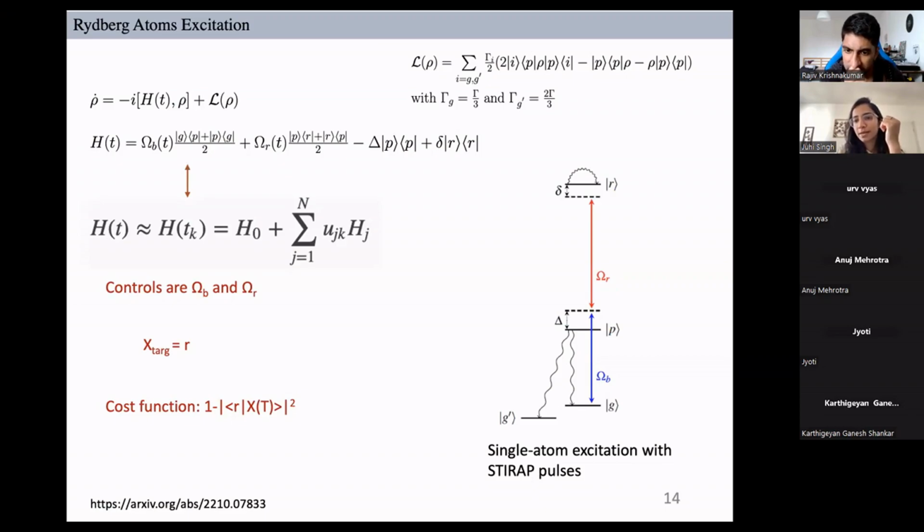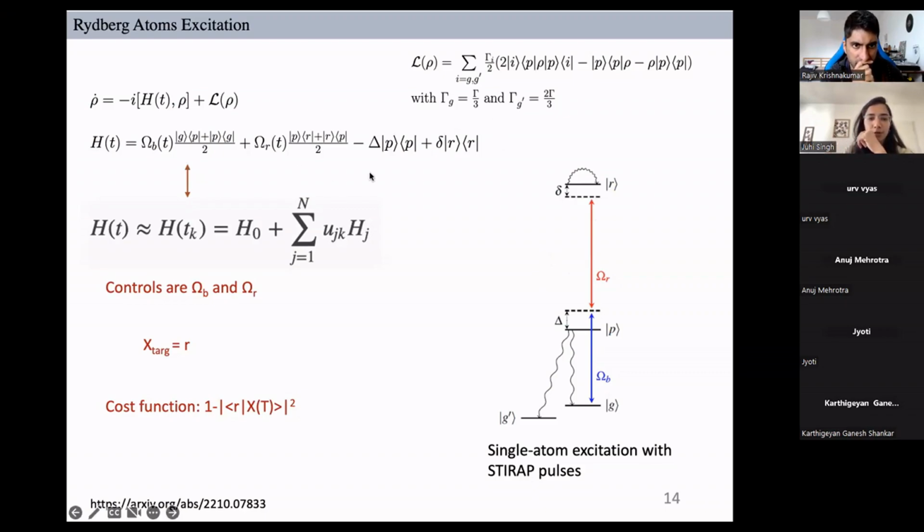So they came up with the idea of why don't we use 2 lasers instead of 1. We apply one laser from ground to some intermediate state, and then another laser from the intermediate state to the Rydberg state. This 2 photon process, called a stir-up process, is really helpful for this Rydberg excitation. So now we are in a sub part of the Rydberg domain. We want to do a gate, but for that, we want to do the Rydberg excitation. So our quantum process is now this single atom excitation.